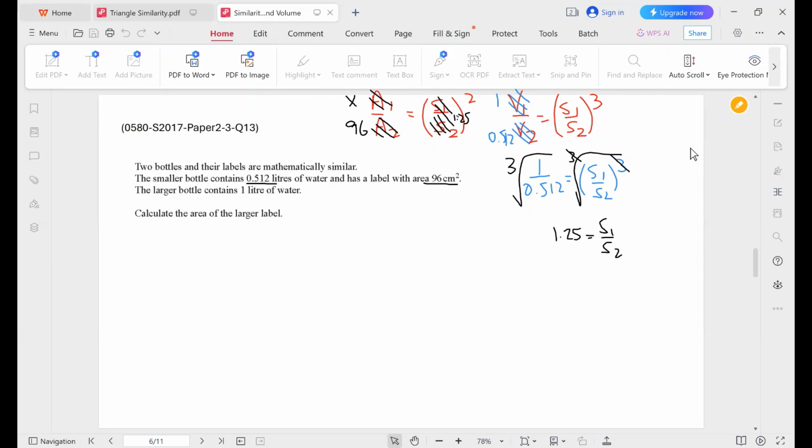So now we have an equation that says X over 96 equals 1.25 to the power of 2. We square 1.25 on the calculator, we get 1.5625. So cross this out and you have 1.5625 over 1. And then we cross multiply. So we have X equals 96 multiplied by 1.5625.